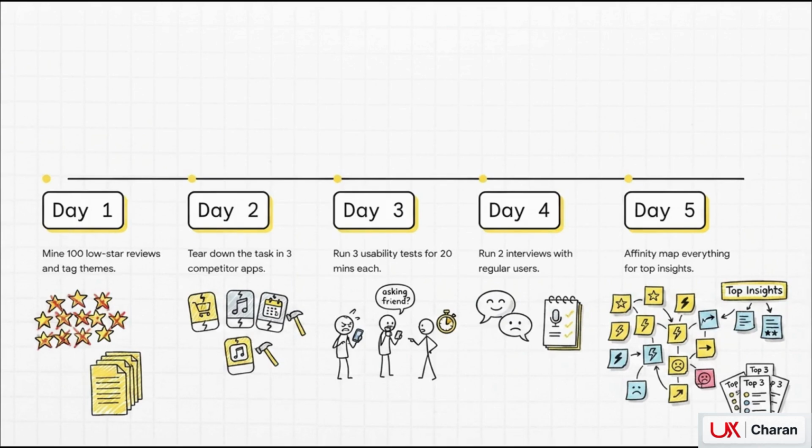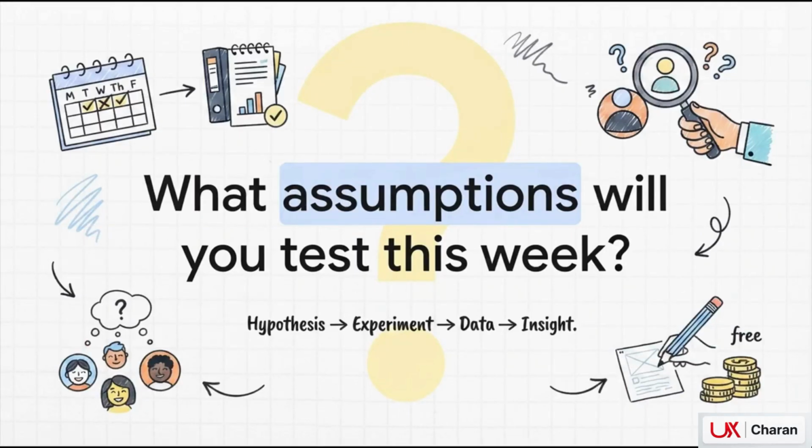If you actually commit and follow that 5-day roadmap, you are going to finish the week with more credible, real-world research evidence than almost any other beginner portfolio out there. You will have actually earned the right to start designing a solution. So, my final question to you as we wrap up this explainer is this: what assumptions are you going to test this week? It is time to stop guessing, get out there, and start uncovering what users actually need.